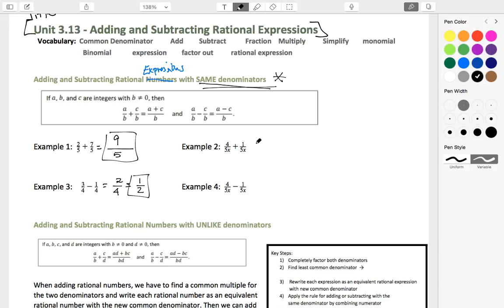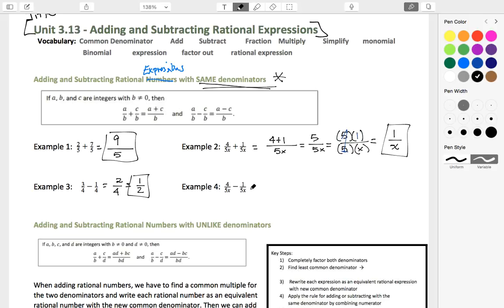Now here's an example with rational expressions. They both have the same denominator, so I can write this over 5x, and then add the numerators, 4 plus 1, so I get 5 over 5x. But I notice that I can simplify this further. This is like 5 times 1 and 5 times x, so I can apply the property of 1. 5 over 5 equals 1, and I simplify this as 1 over x.